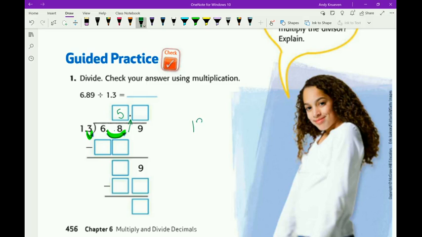5 times 13, let's do that on the side. 5 and 3 is 15. 5 down, carry the 1. 5 and 1 is 5. Plus 1 is 6. 65. That's less than 68, so this works. So 65, I subtract, and we get 3.